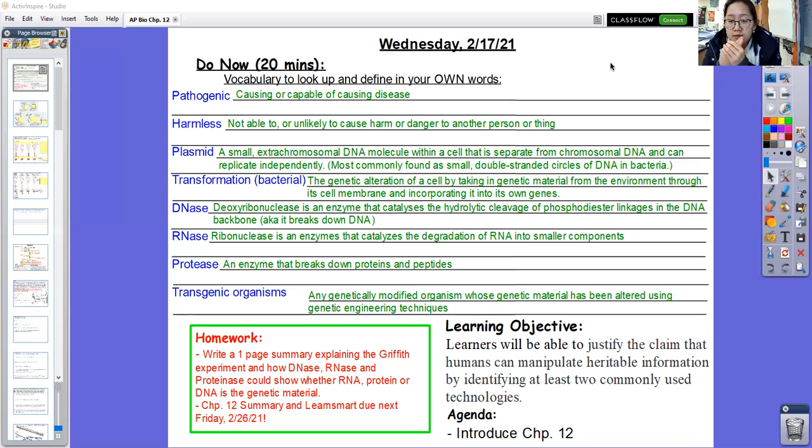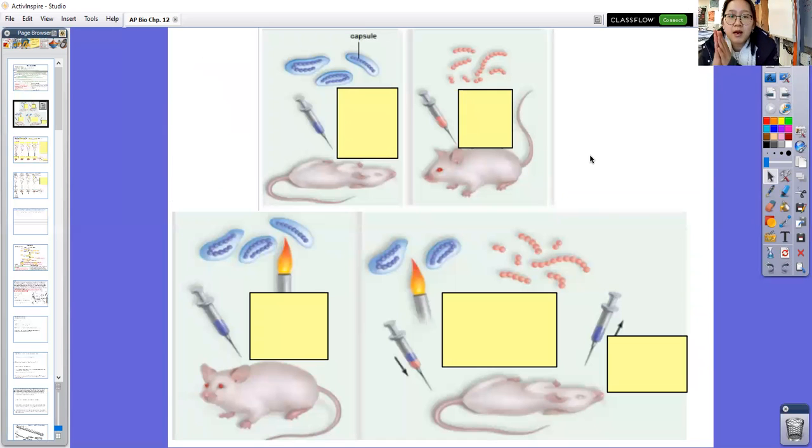Our learning objective is that you will be able to justify the claim that humans can manipulate heritable information by identifying at least 2 commonly used technologies. And so we're going to go through basically one of them. The background of the experiments is using a certain bacteria that is infectious and a certain bacteria that's not as strongly infectious. We usually test on mice in labs because they are easy to breed, they're cheap to raise, and they're a little bit less humane of an animal.